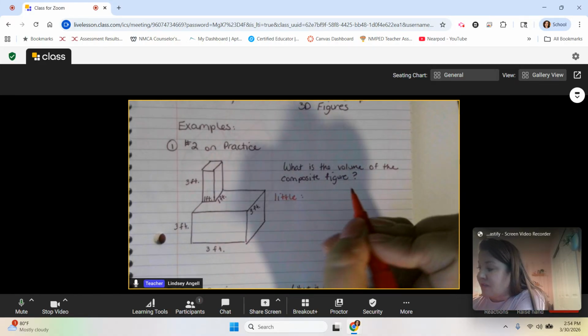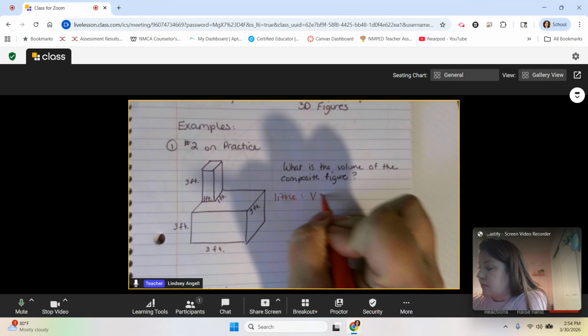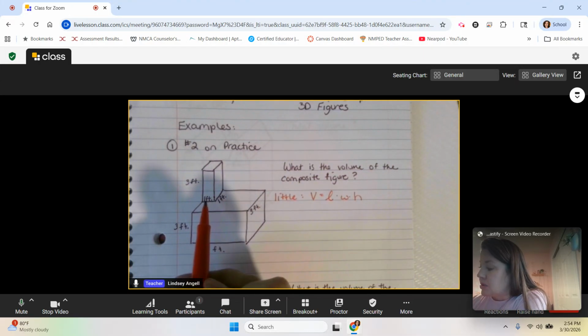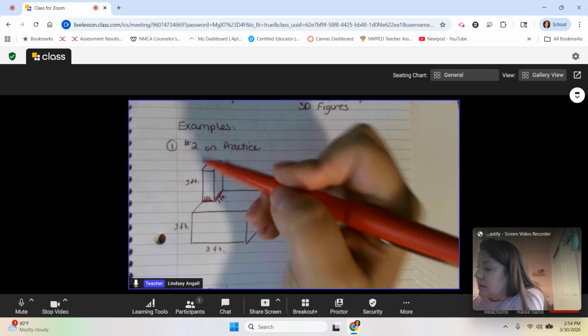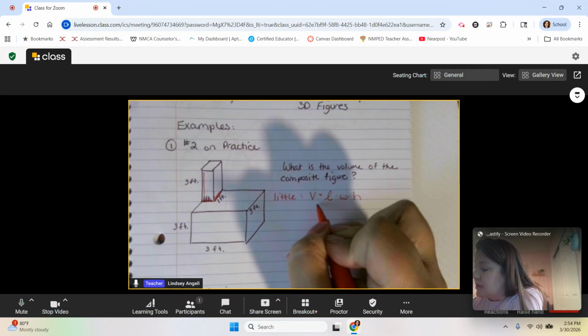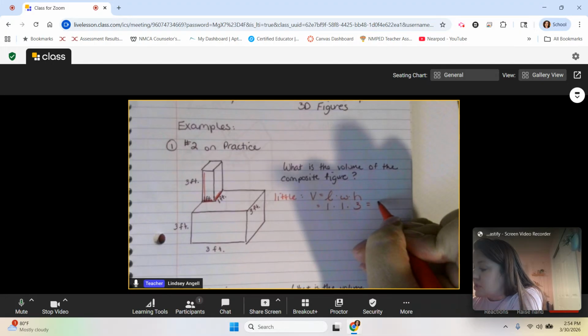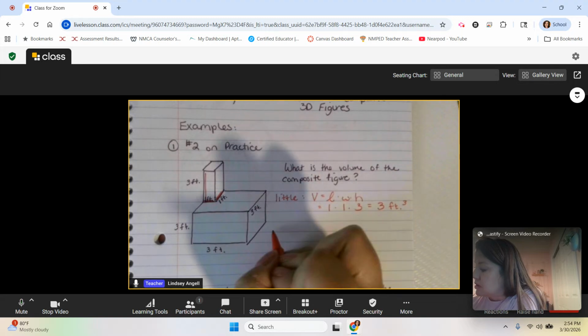And to find the volume of any rectangular prism, we're doing volume is equal to length times width times height. So with this particular box, we've got a length of 1, a width of 1, and a height of 3. So we have 1 times 3, which is just equal to 3. And these are feet, so we would say feet cubed.